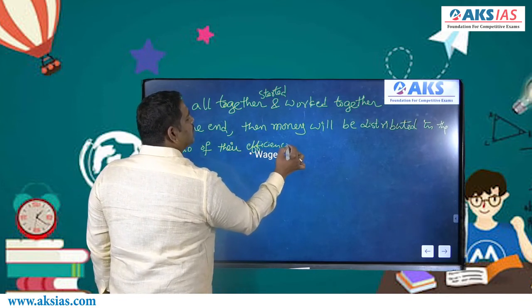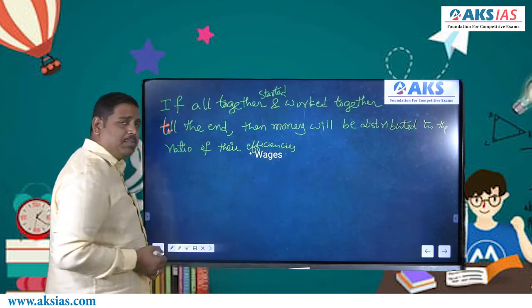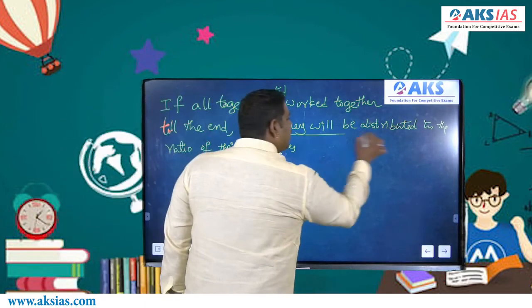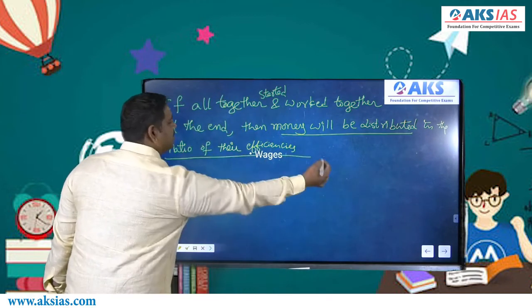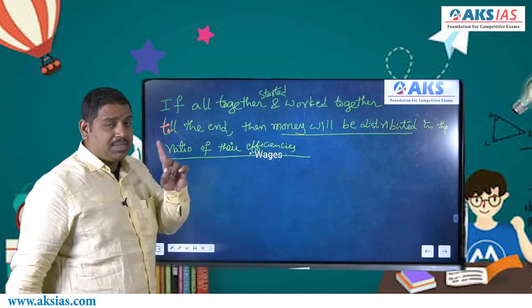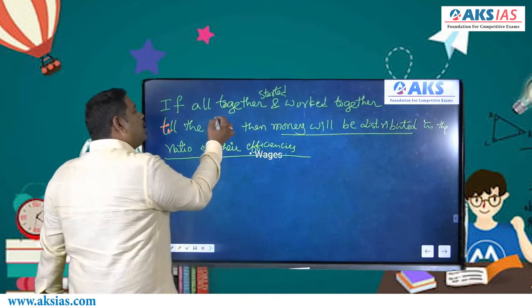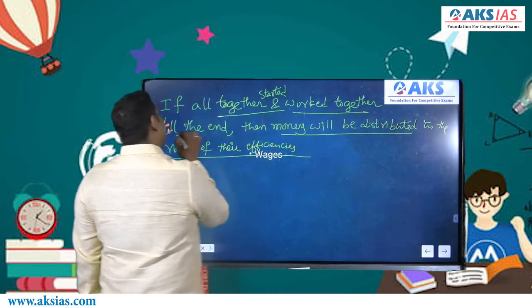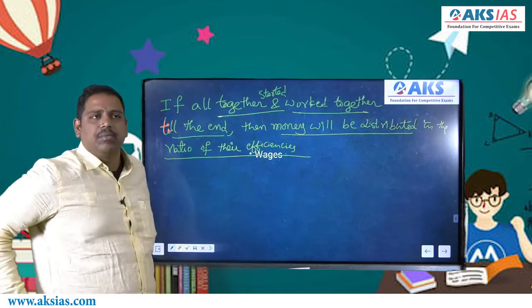Most probably, I said 99%, one question will be there. So how will the money be distributed? In the ratio of their efficiencies. But one small condition is there. That is, all together has to start, and all together till the end has to work. That is the important condition.